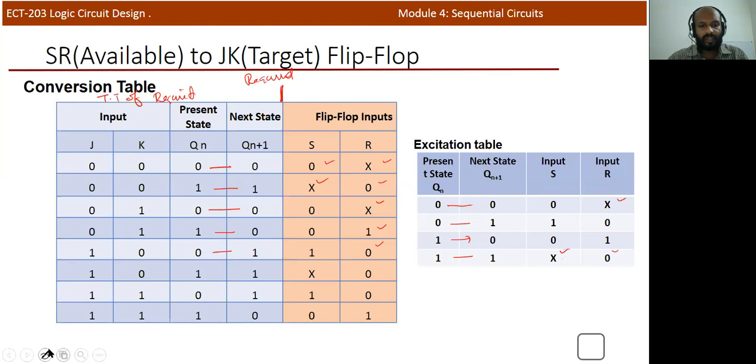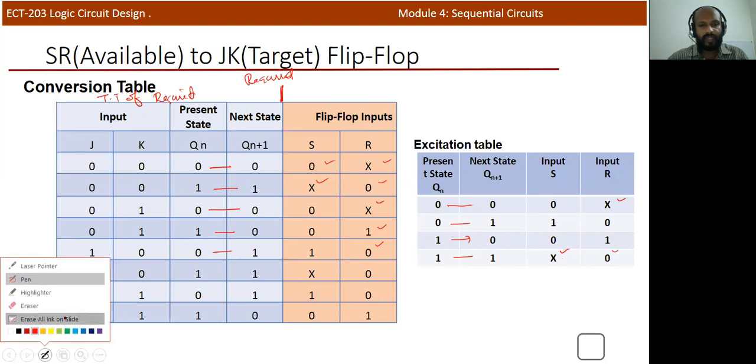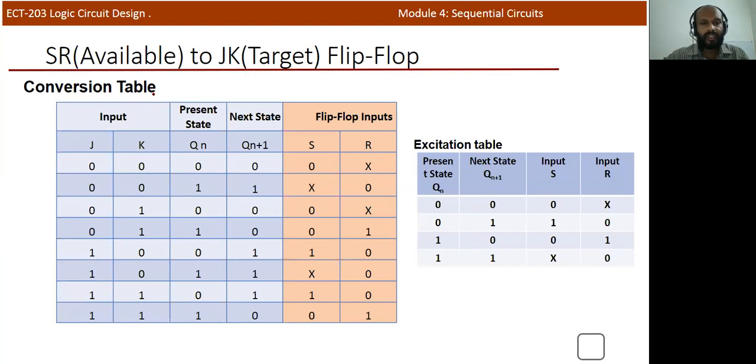So now we got the conversion table by combining the truth table and the excitation table, that is, the truth table of the required one and the excitation table of the available one. So now we are getting the conversion table. Now we can design S in terms of J, K and Qn. And similarly, you can design R by using J, K, Qn.